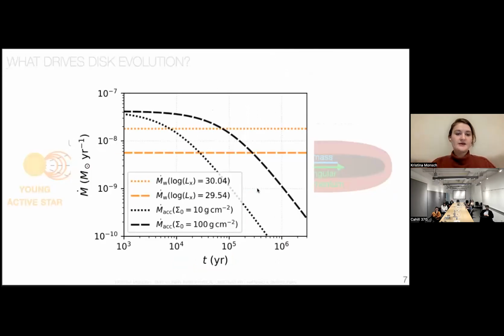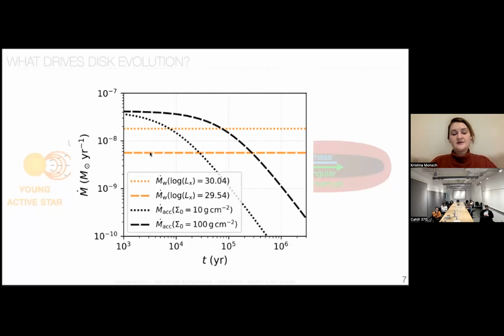This plot here shows the mass loss rate as a function of time, both for the viscous accretion rate, which is shown here as the black dashed and dotted lines. You can see that the viscous accretion rate will decrease with increasing age, and the different lines correspond to different disk configurations. And the orange lines show the wind mass loss rate due to the photoevaporation coming from the central star.